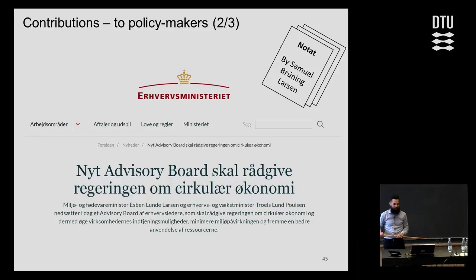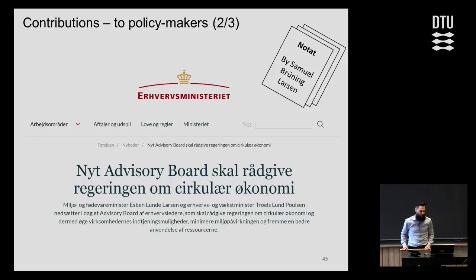And now I've been spamming all of these people involved with the advisory board with a lot of my material. One of the persons on the advisory board is the CEO of a reuse company. He asked me a couple of questions, and I wrote him a 4-page notat, as it's called in the public sector. And he told me, oh, thank you, Samuel, that increases my understanding quite a bit. So that's a policymaker contribution.